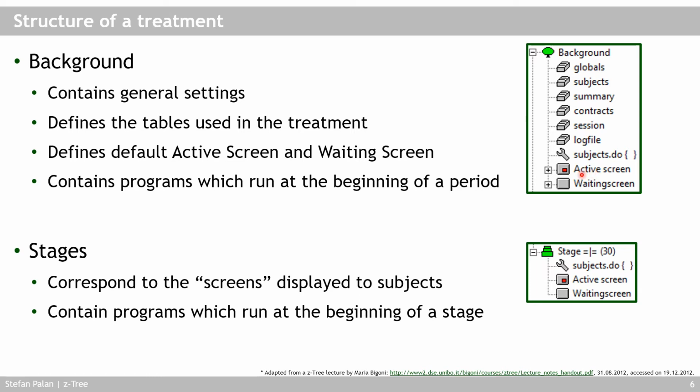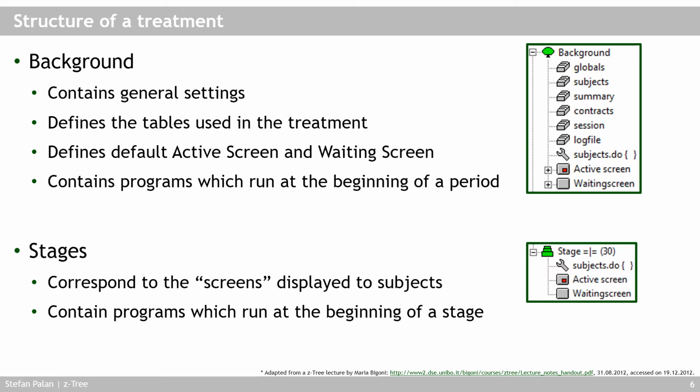Now, this is defined in the active screen in the background, but you can turn off that SetTree uses this active screen in a given stage and program your stage differently. Yeah, so these are just default screens that you can override by the screens that you program in your particular stage, and I'll come back to how you do that.